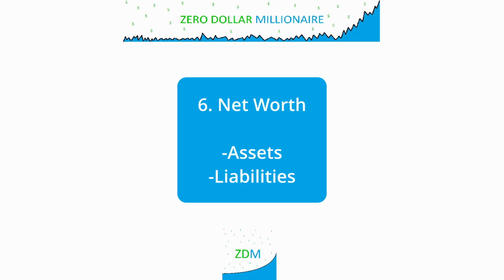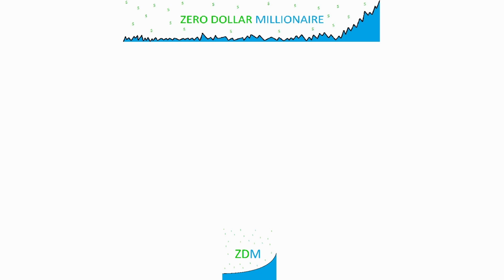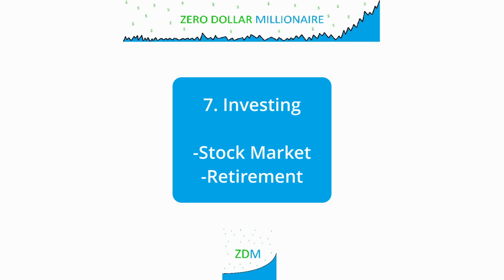The sixth component is net worth. Net worth is a universal method to measure your value in dollars. It essentially boils down to assets and liabilities, positive money and negative money. The next component is investing. This includes the stock market, retirement, different investment accounts, and brokers.